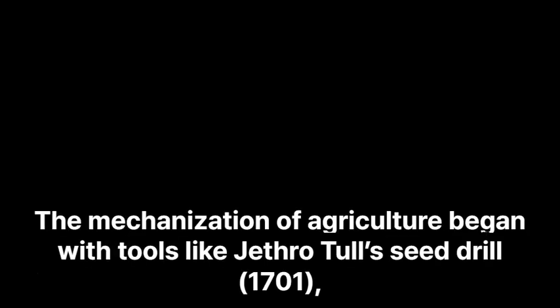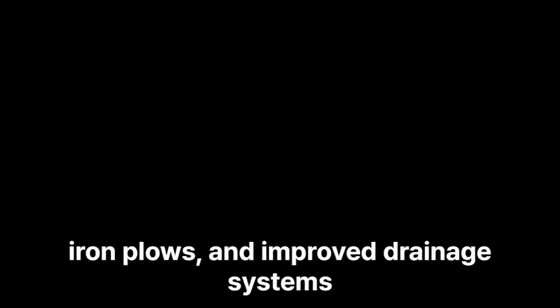The mechanization of agriculture began with tools like Jethro Tull's seed drill, 1701, which allowed for more efficient planting. This replaced the traditional hand broadcasting method, leading to higher germination rates and less seed waste. Other improvements included the mechanical threshing machine, iron plows, and improved drainage systems.